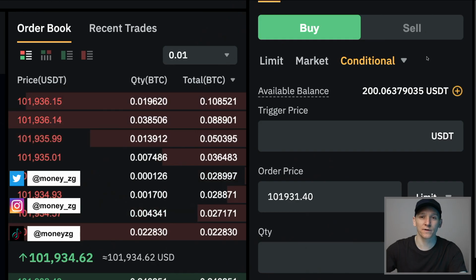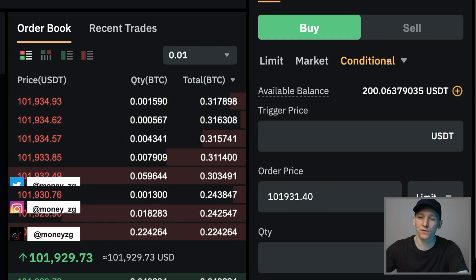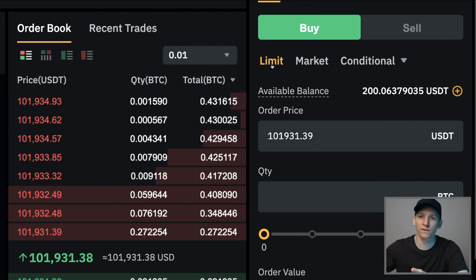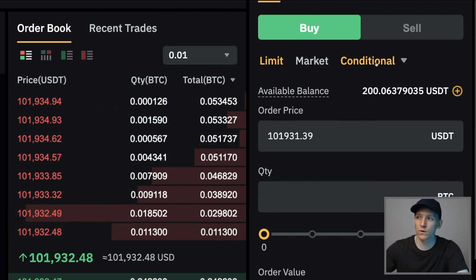How to use conditional orders on Bybit. This is an order type that lets us do something very specific that limit orders alone cannot do for us. So we'll go over to conditional.